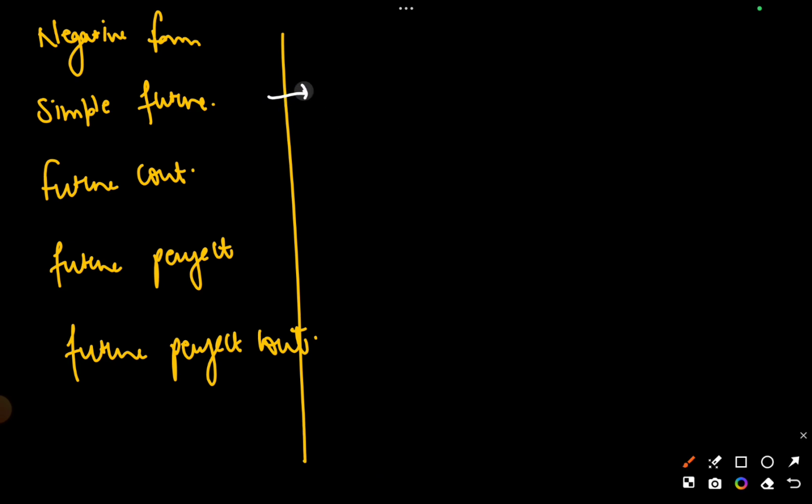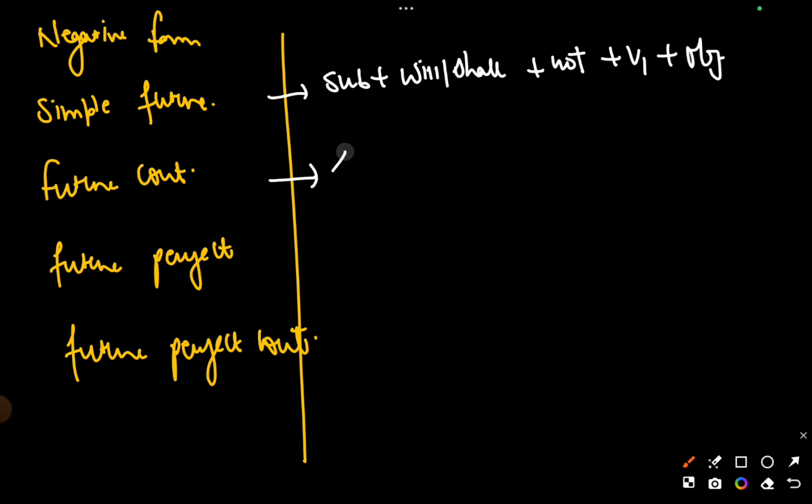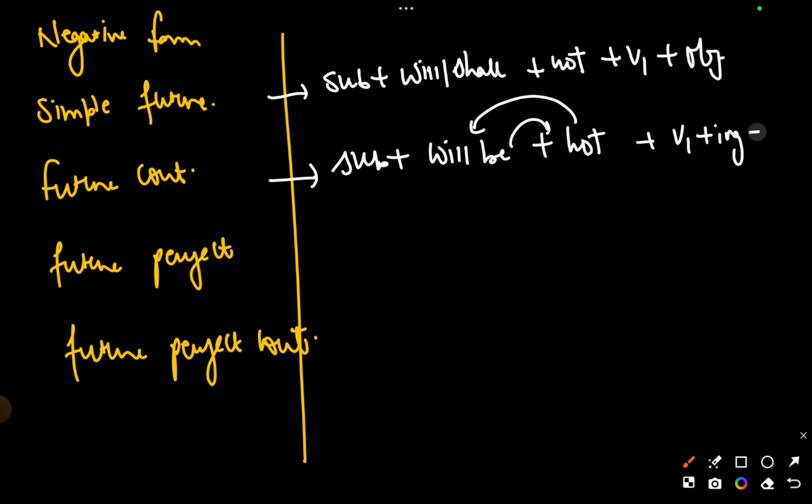Simple future in negative form: subject plus will or shall plus not plus verb first form plus object. In future continuous: subject plus will plus not plus be plus verb first form plus ing plus object. Not will come ahead of be.